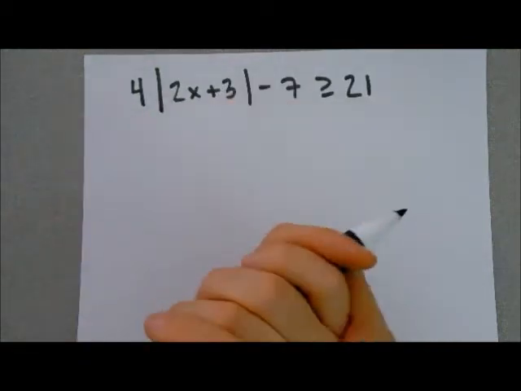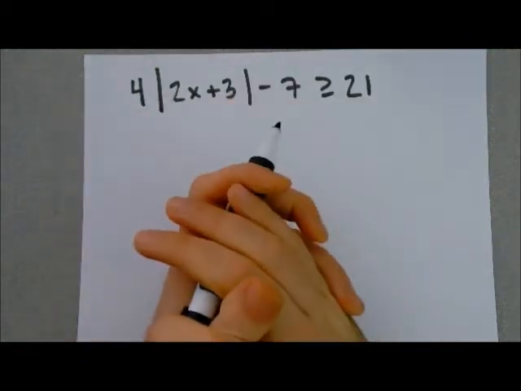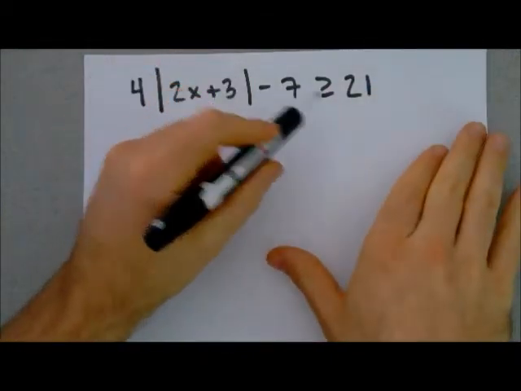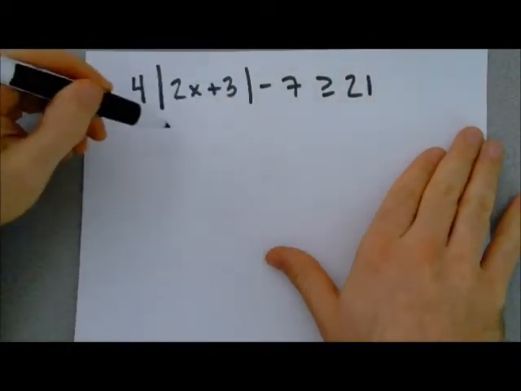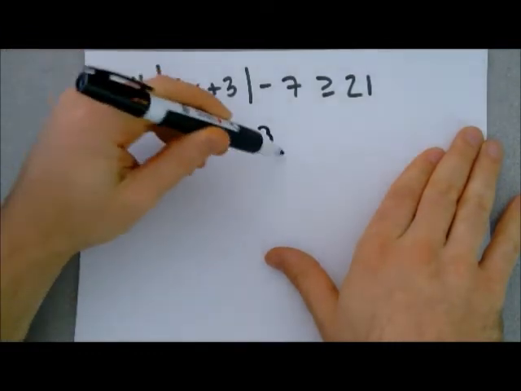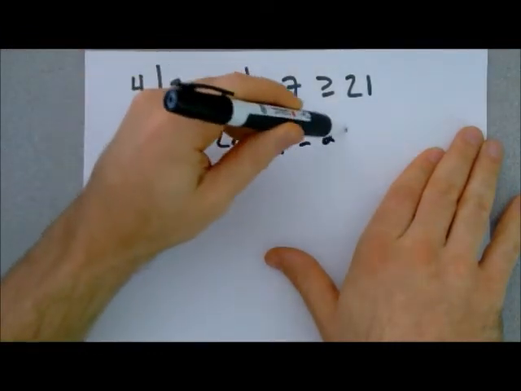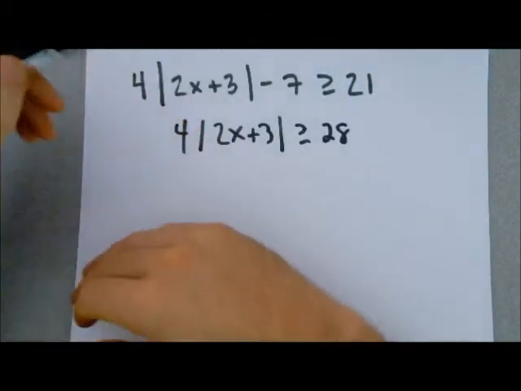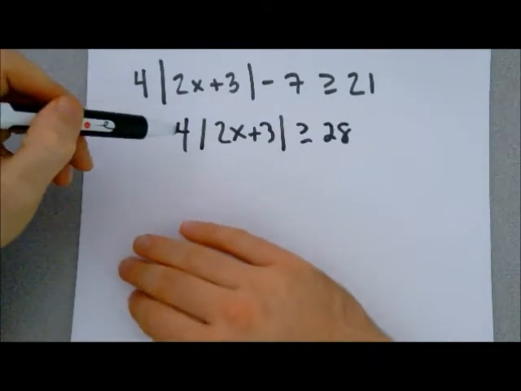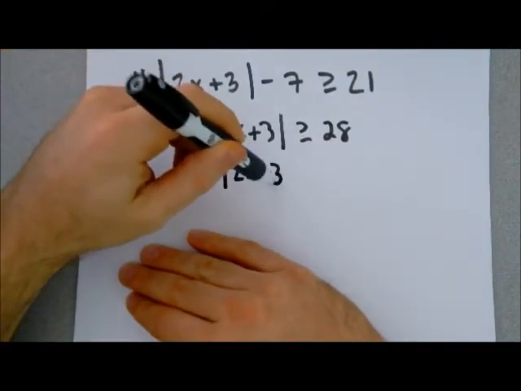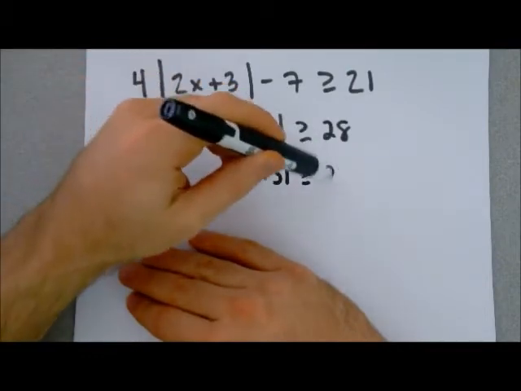Okay, so the Unit 1 benchmark study guide. For number 1, your first step would be to add 7 to both sides. So if you take the 7 and you add it over, you would have 4 times the absolute value of 2x plus 3 is greater than or equal to 28. Your next step is you would want to divide both sides by 4. So if you divide both sides by 4, you would have the absolute value of 2x plus 3 is greater than or equal to 7.